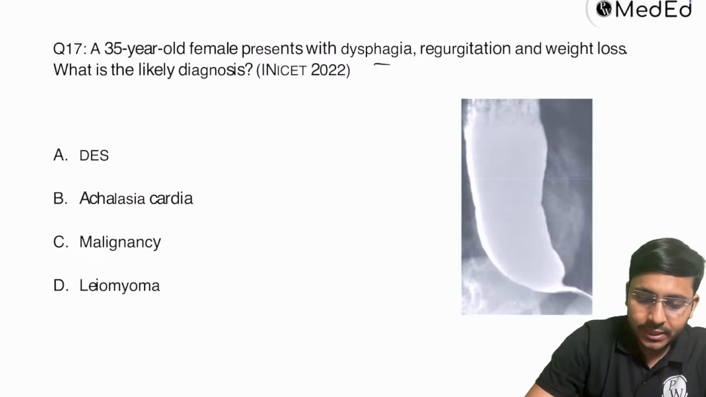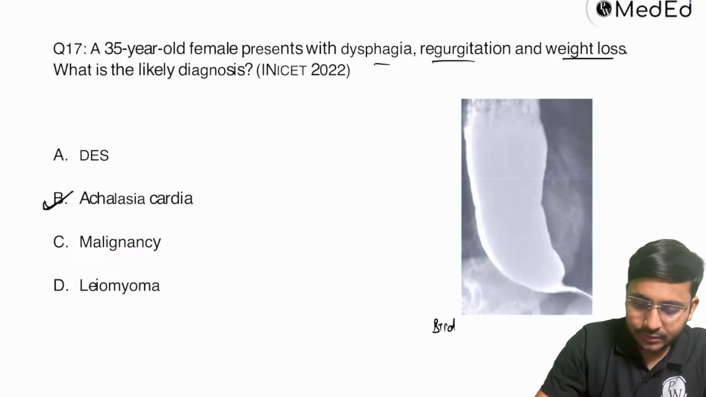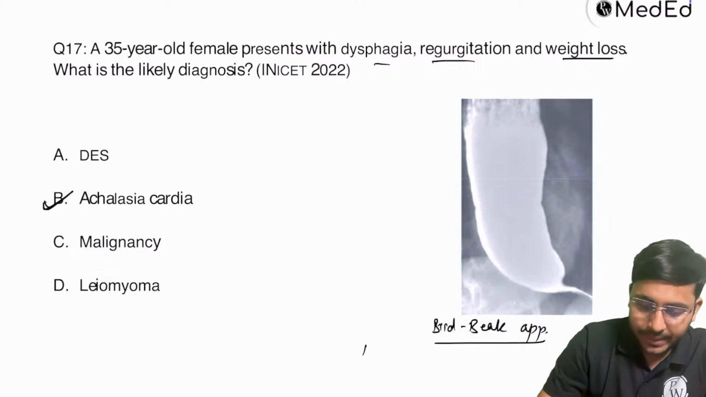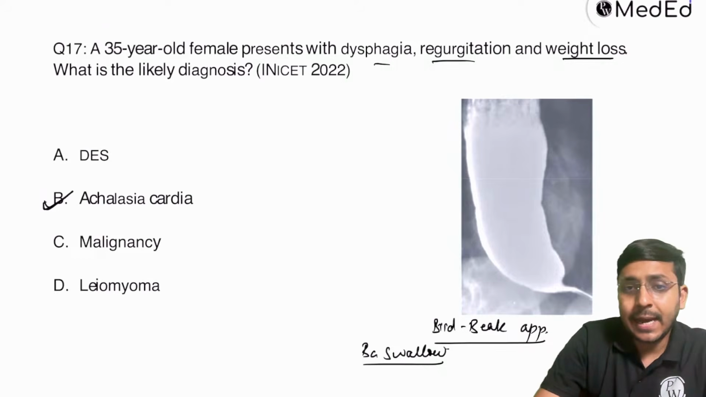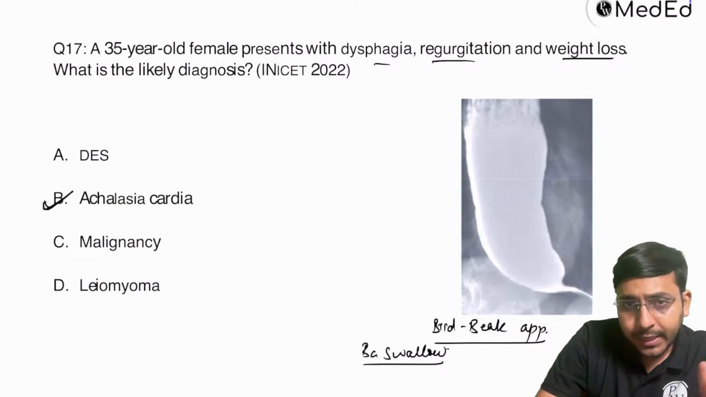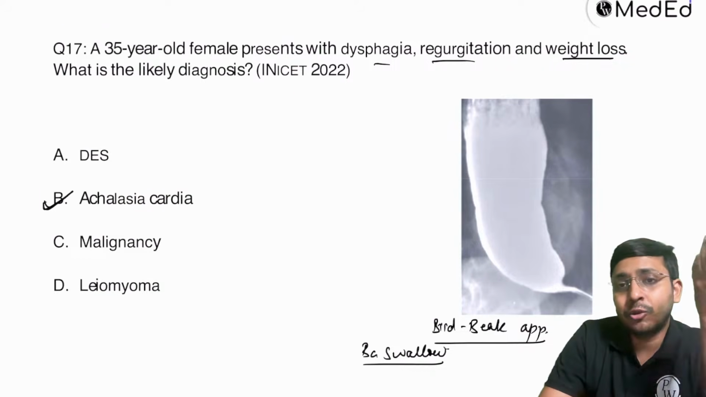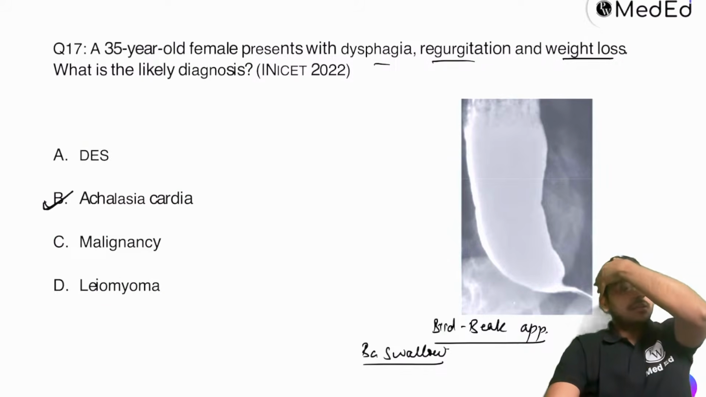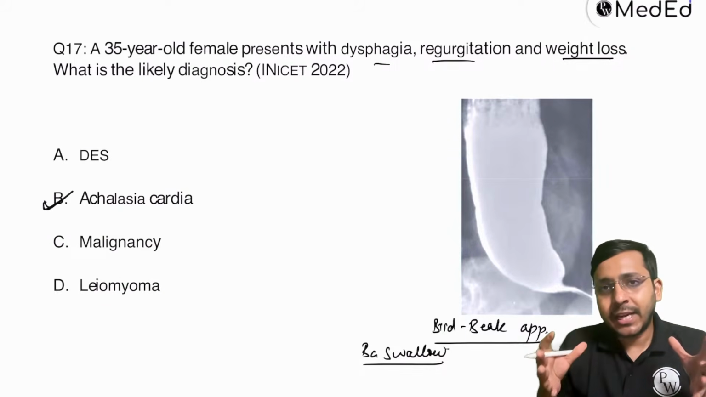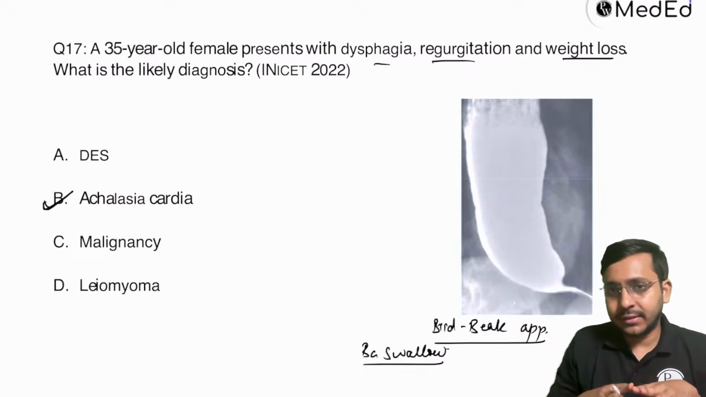Okay, so regurgitation, dysphagia, and weight loss. What are you seeing? You are seeing a bird beak appearance on barium swallow. The diagnosis is achalasia. Now, regurgitation can happen in achalasia. The regurgitation doesn't happen only in Zenker's. It can happen because there is a stasis of food in the esophagus, right? It is dilated. So regurgitation can happen in achalasia cardia.